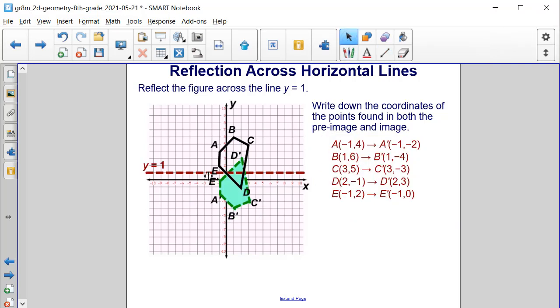All right, so here is the solution to this example problem. It does match the diagram that we drew and the coordinates that we found. A went from negative 1, 4 to A prime, negative 1, negative 2. B went from 1, 6 to B prime, 1, negative 4. C went from 3, 5 to C prime, 3, negative 3. D went from 2, negative 1 to 2, 3. E went from negative 1, 2 to E prime, negative 1, 0.